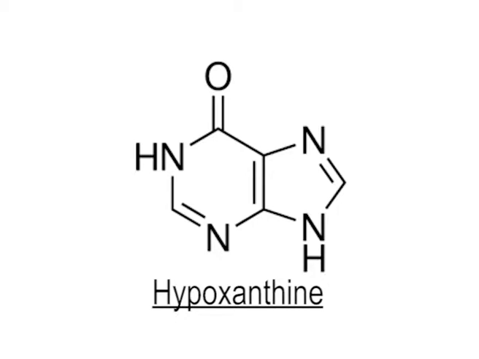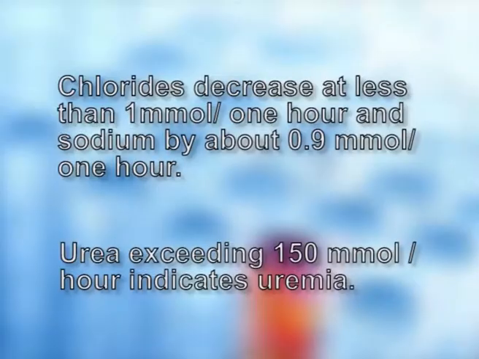There is a linear rise of hypoxanthine up to 120 hours, which begins immediately after death. There is a correlation between vitreous hypoxanthine and potassium values. The 95% confidence limits are plus or minus 32 hours. The chlorides decrease at less than 1 millimole per hour and sodium by about 0.9 millimole per hour. Then urea exceeding 150 millimole per liter indicates uremia.